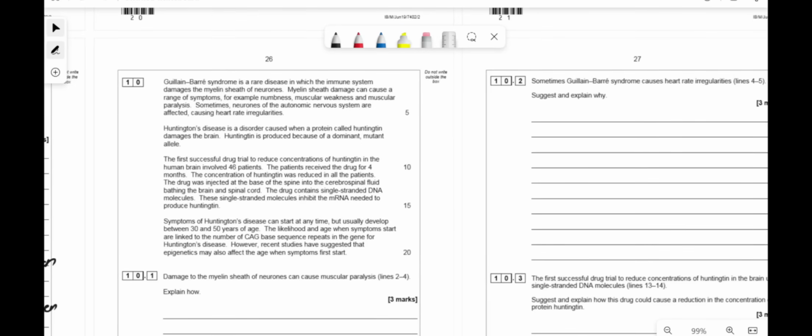Okay, so with these passage questions, a lot of people just don't bother reading it. They try and go to lines 2 to 4 and have no idea what's going on. Just have a quick skim. And when it says lines 2 to 4, don't just stick on lines 2 and 4. Read a bit around it as well.